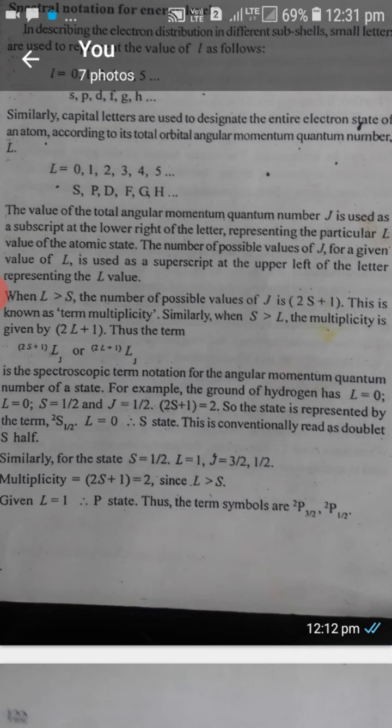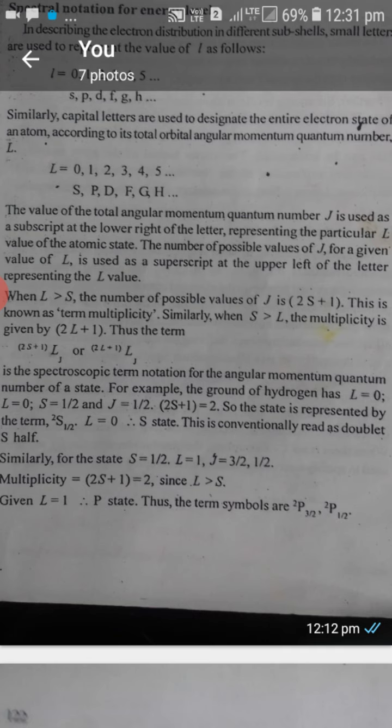Therefore this spectral notation can be written as follows. L equal to 0 means which subshell? S subshell. In the subscript is J, that is J equal to 1/2. In the superscript is 2S plus 1, that is 2. We can read this as a doublet, S 1/2.